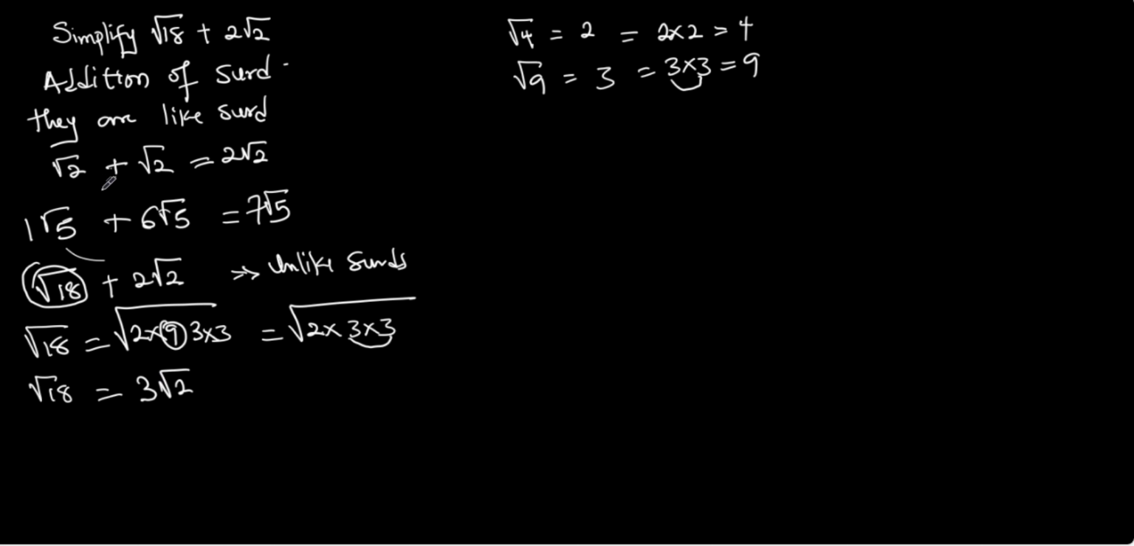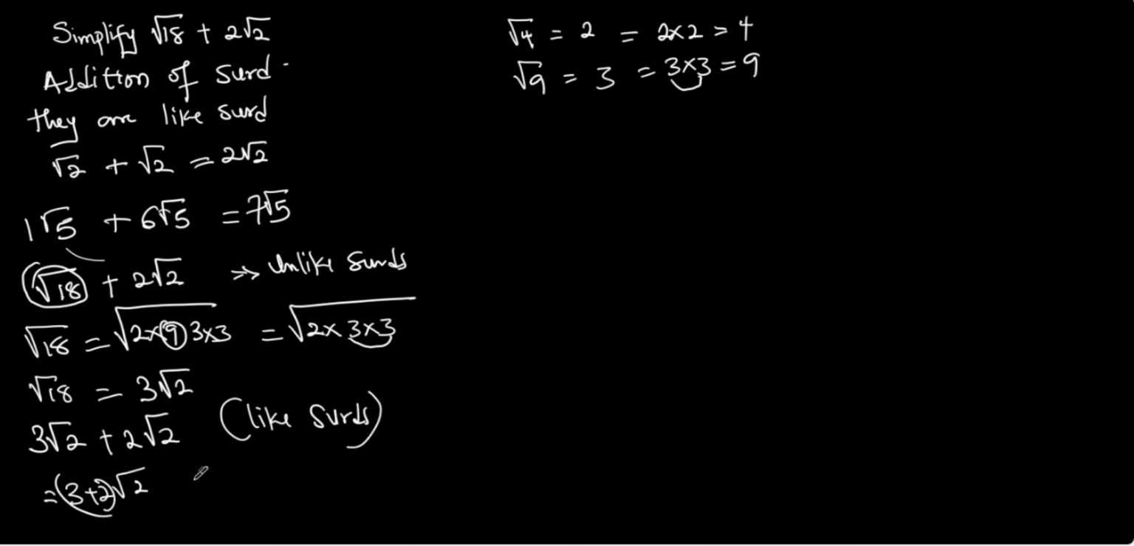We can now rewrite this question. Instead of root 18 now, we have 3 root 2 plus 2 root 2. Now we have like Surds. So we can now go ahead to add: 3 root 2 plus 2 root 2 will give us 3 plus 2 root 2, which is equal to 5 root 2.